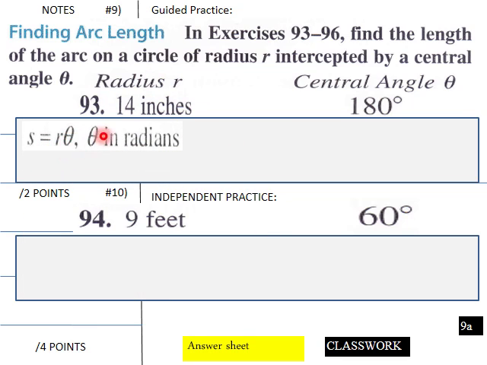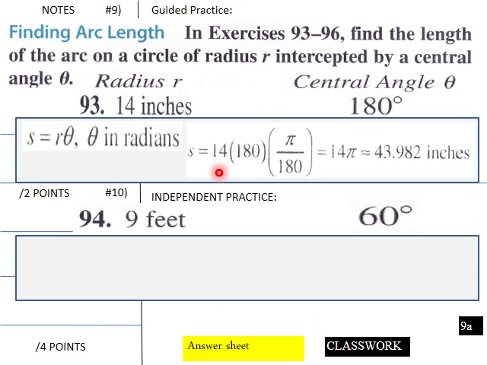S equals r theta, theta in radians. So what we need is to put this in radians. S equals 14 times 180, and 180 in radians equals pi over 180, which gives 14 pi, which equals 43.982 inches for this one.